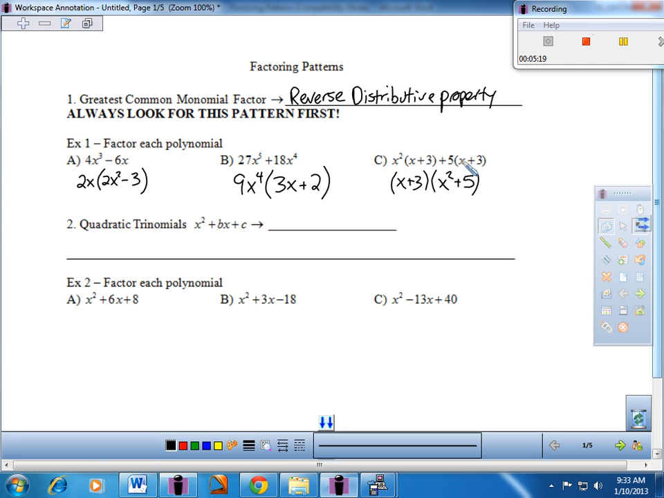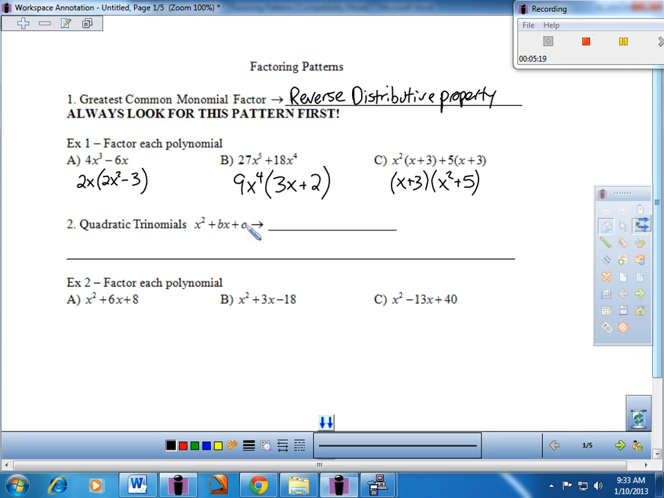Okay, good. So as I said, always the first thing you're going to do when you're going to factor is to look for the greatest common monomial, or the greatest common factor, basically. Okay, let's go get number 2. These are the easy quadratic trinomials. Quadratic means it's a polynomial degree 2. Trinomial means it's 3 terms, 1, 2, 3.